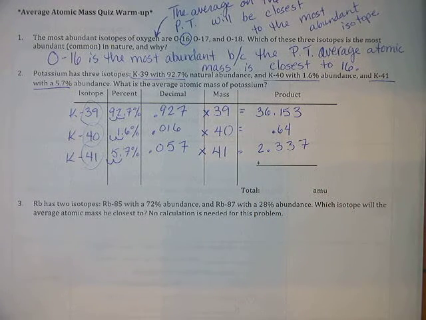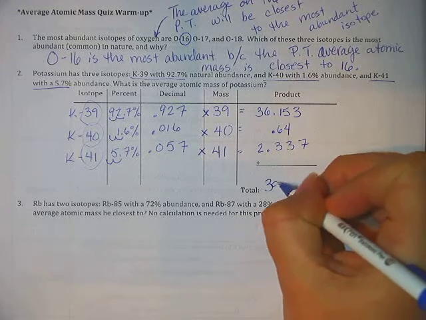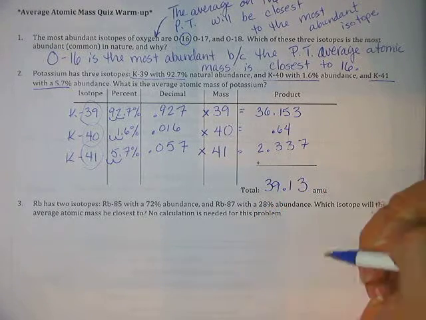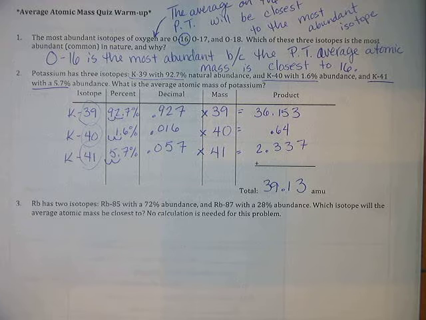Our last step is just to add all of those together. And again, you are allowed to use a calculator. So add them up. Don't waste your time doing third grade arithmetic by hand. Just type it in your calculator, that's fine. And I get 39.13, which is pretty dang close to what the periodic table tells me potassium is, so that's a good sign.